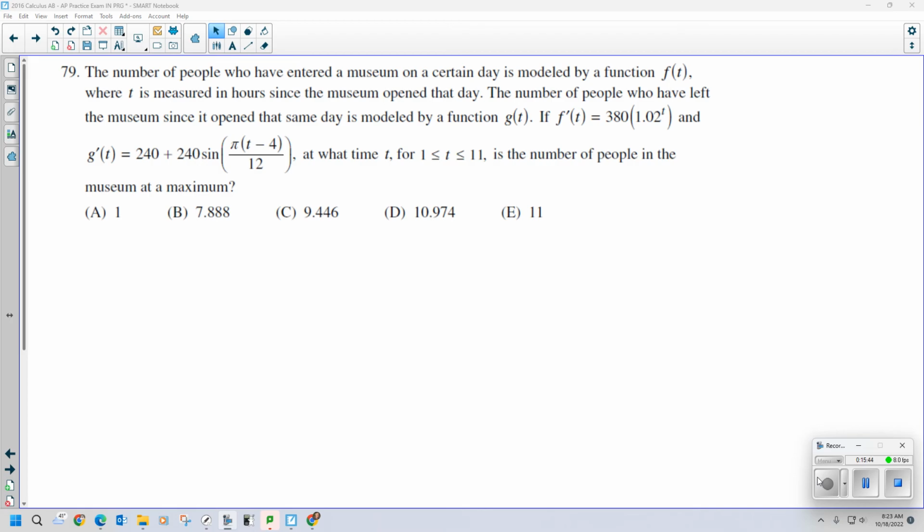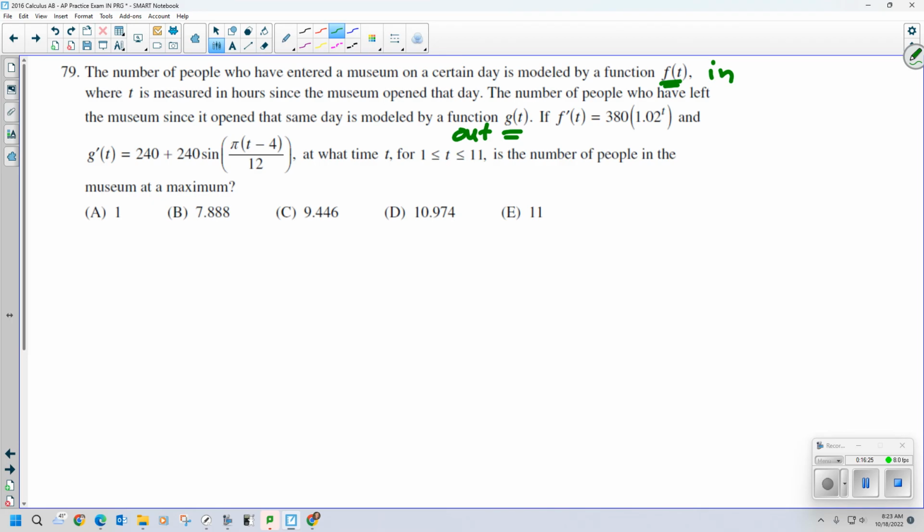The number of people who have entered a museum on a certain day is modeled by the function f of t, where t is measured in hours since the museum opened that day. The number of people who have left the museum since it opened the same day is modeled by g of t. All right, so f of t is in, g of t is out of the museum, okay? If f prime of t equals 380 times 1.02 raised to the t, and g prime of t is 240 plus 240 sine of pi times t minus 4 all over 12, that's a mouthful.